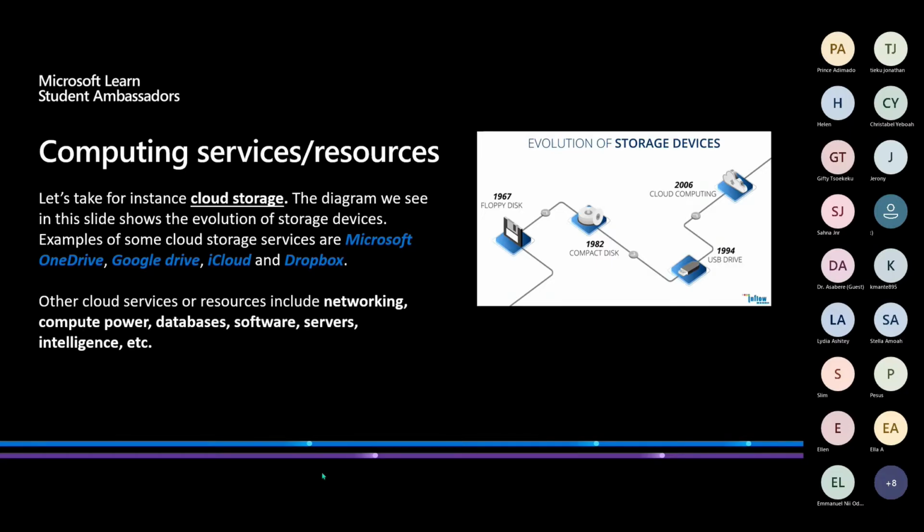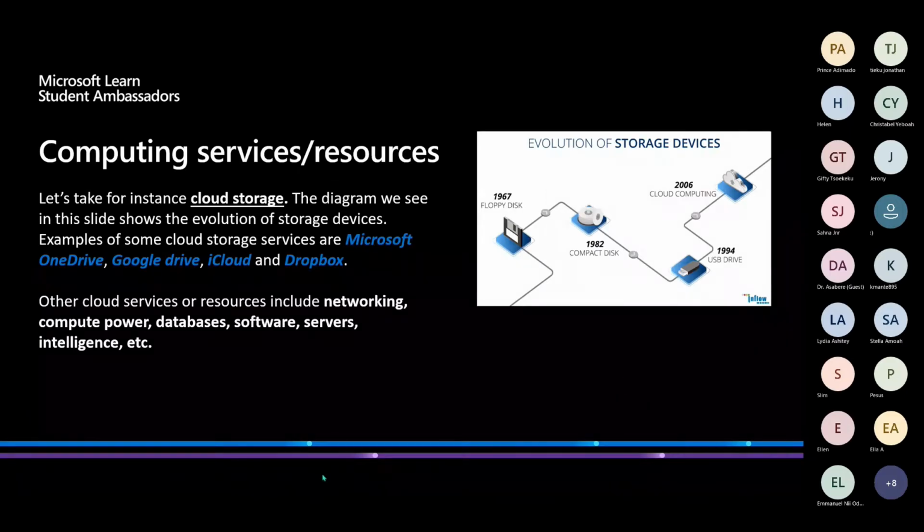Same applies to the other examples of cloud storage services such as Google Drive, iCloud, and Dropbox. Right. Now, other cloud services or resources include cloud networking, compute power, database. So looking at our image here, this is an evolution of storage devices, where we came from to where we are now. We used to use the floppy disks, then the CDs, then the USB flash drives. Now, a lot of institutions, organizations, and individuals are employing the use of cloud computing.